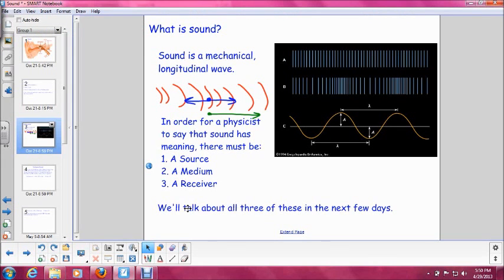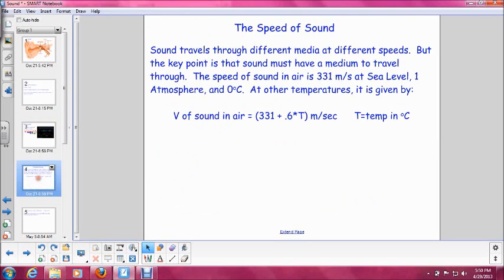Now, we're going to talk about all 3 of these over the next couple videos, but I wanted to give you a heads up of these being the things that we need in order for there to be sound. Now, it turns out that sound travels at different speeds. And it travels at different speeds depending on the medium and the temperature of the medium.